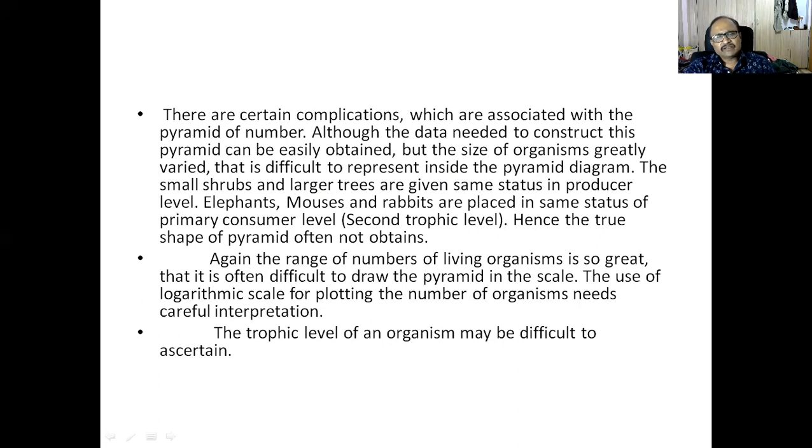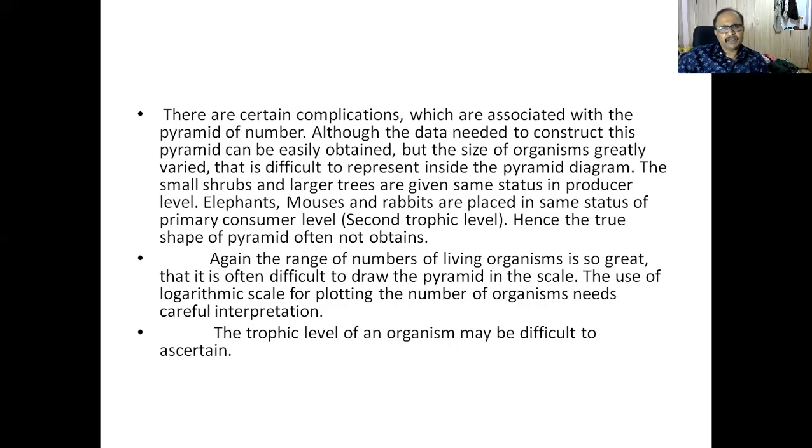Then again, दूसरी फैक्ट कौन सी है? इन बिग इकोसिस्टम्स, फॉरेस्ट इकोसिस्टम्स, ओके, देन इन डेजर्ट इकोसिस्टम आल्सो the number of living organisms is so great then it is difficult to draw the pyramid in scale. वहाँ पे जो ऑर्गेनिजम्स का नंबर रहता है वो इतना ज्यादा रहता है कि हमें पिरामिड प्लॉट करने में दिक्कत आती है. ओके, then according to plotting the number of pyramid in such condition, we have to use the logarithmic scale.